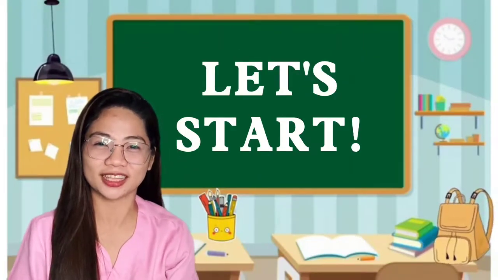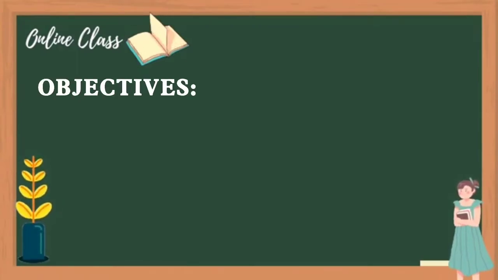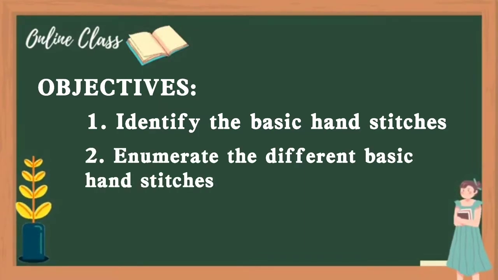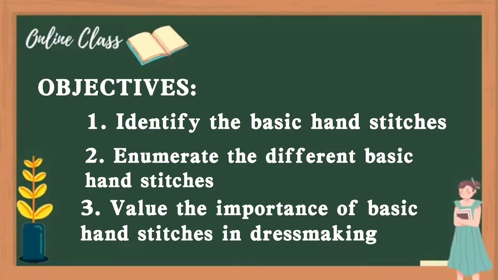Okay, let's start! So here are the objectives of our lesson. Number one, identify the basic hand stitches. Number two, enumerate the different basic hand stitches. And the last one, value the importance of basic hand stitches in dressmaking.